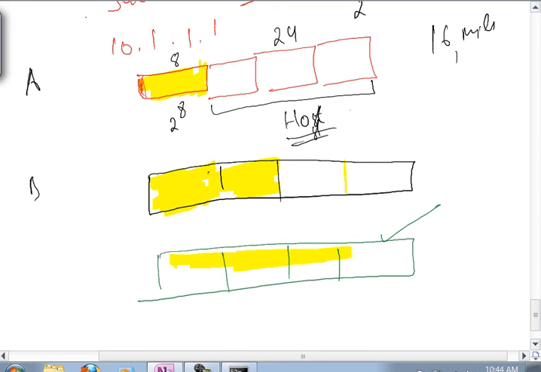These 3 octets are used for network ID and 1 octet is used for what? The host. That means 8 bits. That means 2 to the power 8. Right? So how many hosts you can have in a class C address?